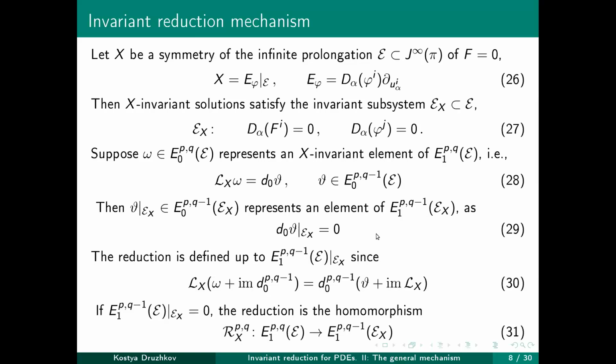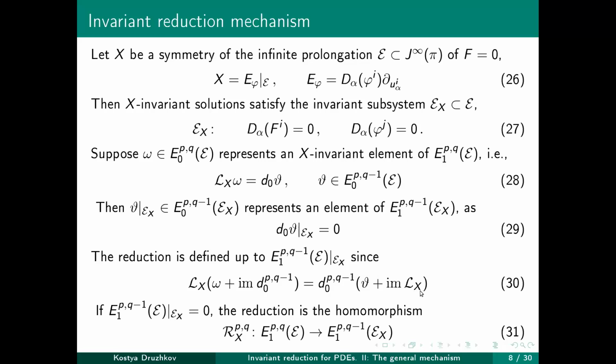And the reduction is defined up to the restriction of the corresponding term on the Vinogradov spectral sequence. Since we have the formula 30, if I take a different representative of the same cohomology element, then I have something that lies in the image of this differential here, but the Lie derivative and the differential d0 commute. So I can switch their positions and get something like that instead.